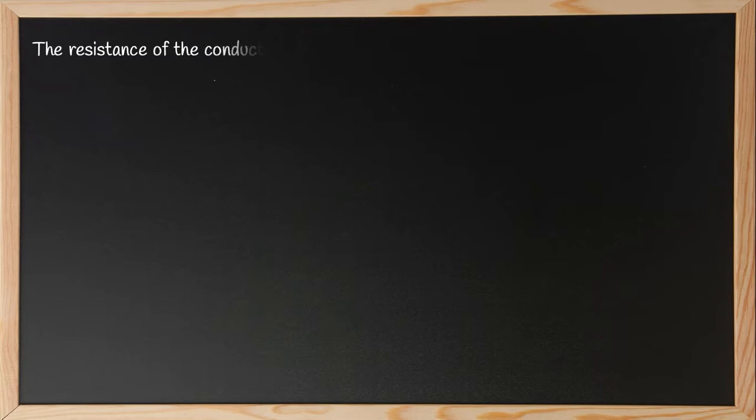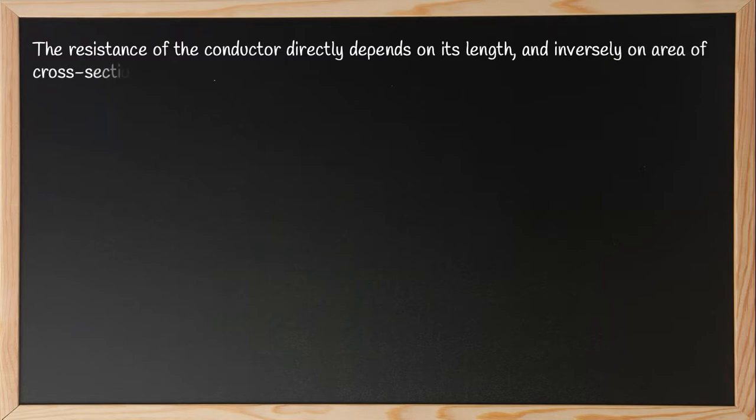The resistance of the conductor is directly dependent on its length, inversely on its area of cross section, and also on the material of the conductor. We discussed this point very briefly in factors affecting resistance. We took the example of road and traffic. If you observe this particular point, the resistance of a conductor directly depends on length. That means it is directly proportional. As length increases, resistance also increases.